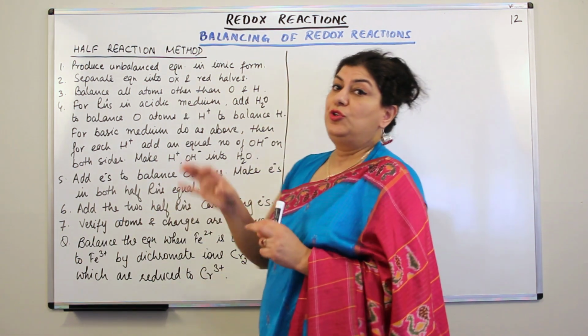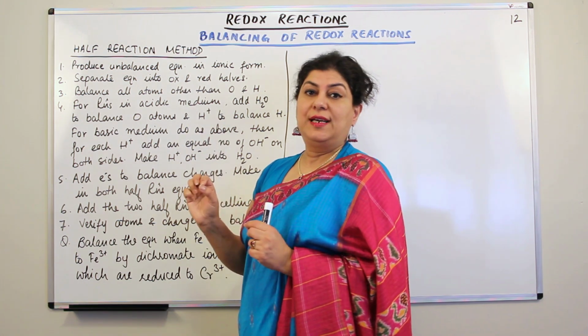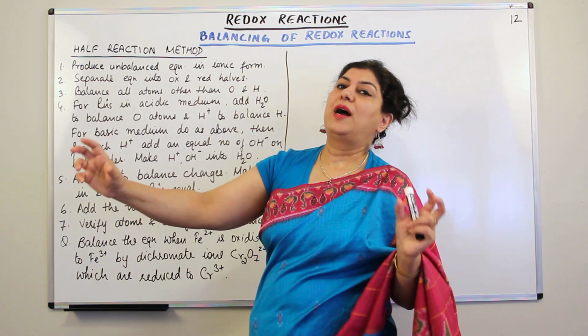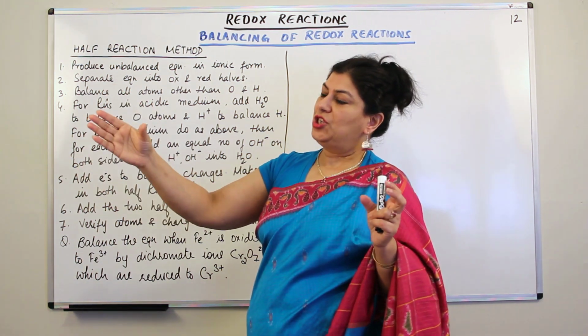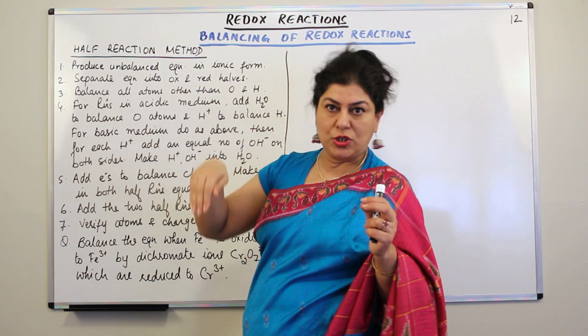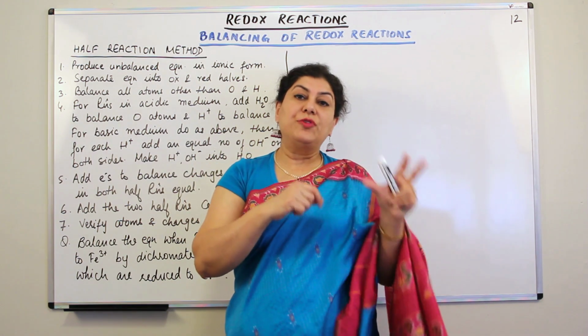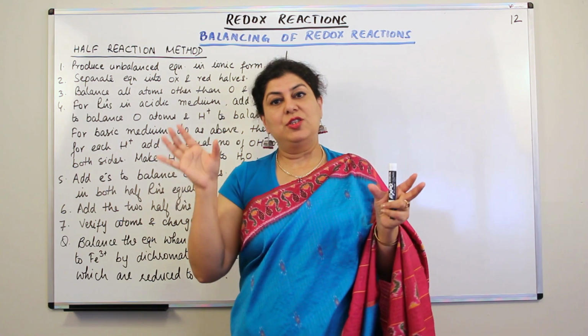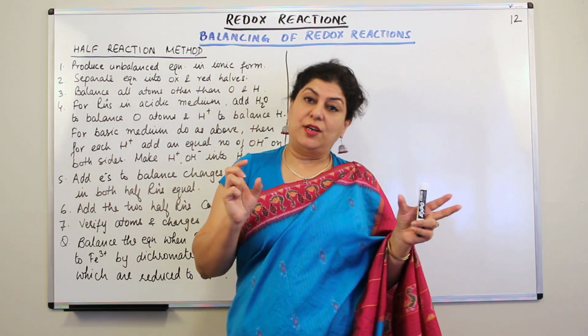Then what do you do? You identify the species that is oxidized and the species that is reduced, and you separate the two halves. You separate the species which got oxidized, and what it got oxidized into, and the species that got reduced, and what it got reduced into. So we get two half reactions, the oxidation half reaction and the reduction half reaction.